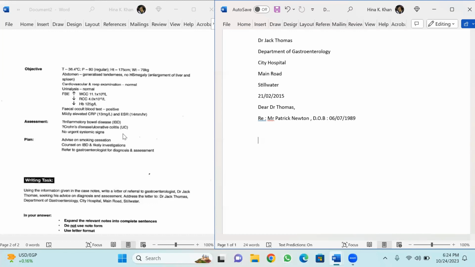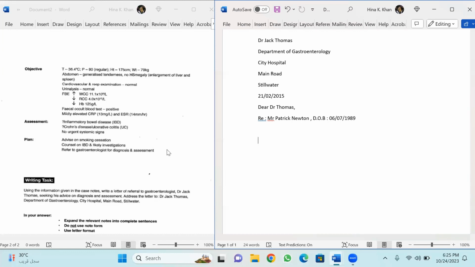But you can also write this: Thank you for seeing Mr. Newton, a 25-year-old accountant, whose clinical features are suggestive of inflammatory bowel disease, either Crohn disease or ulcerative colitis. Your further assessment and diagnosis would be highly appreciated. Now you just see the difference between the two introductions. The first introduction is the scripted one, which everyone writes, saying your expertise is needed and your further evaluation. So you can write this letter, or in easier words, you can also write this letter.